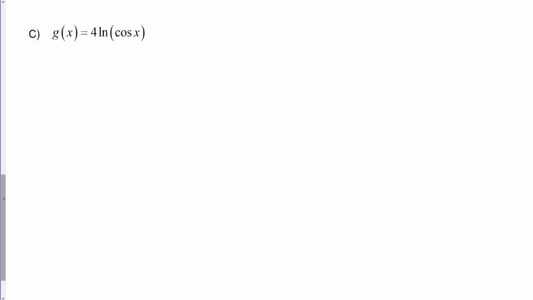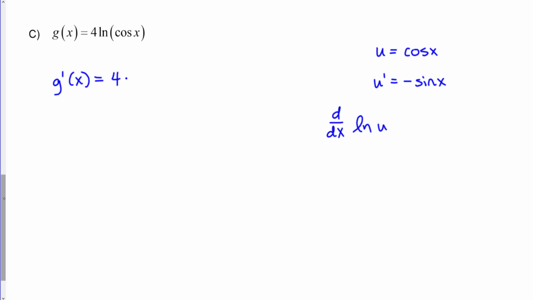So for the derivative of g, I can choose to put the 4 off to the side for right now, and I'm going to do that. So I'm only concentrating on the natural log of cosine x. Effectively what's happening here is I have this inner function, which is cosine x. The derivative of that would be negative sine x. Okay. The natural log function, the derivative of some function u with respect to x is u prime over u.